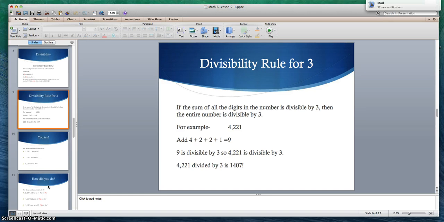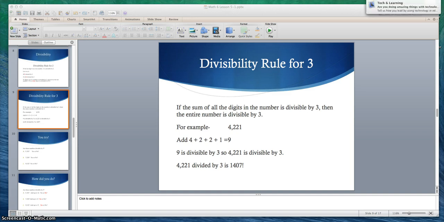Divisibility rules for 3. So to find out if a number can be divided by 3, you're going to add up all the digits. So find the sum of all those digits, and then if the sum is divisible by 3, then that entire number is divisible by 3. For example, if you have the number 4,221, you're going to add up the 4, the 2, the 2, and the 1, and the sum would be 9. 9 is divisible by 3, so 4,221, that whole entire number, is divisible by 3.